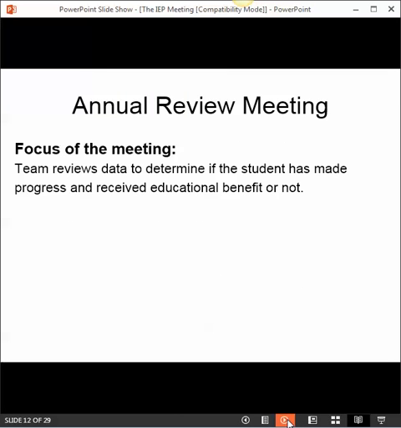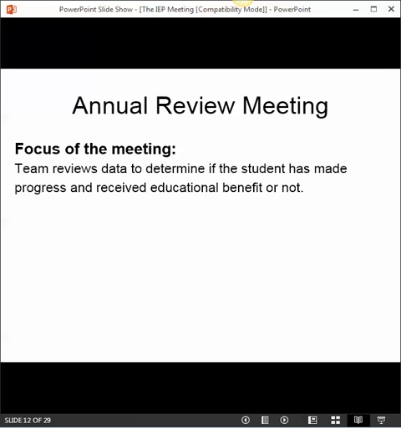The annual review meeting: the focus of the meeting is that the team reviews data to determine if the student has made progress and has received educational benefit or not. The team determines if the student has or has not made progress. If the student has made progress and achieved educational benefit from the current IEP, like supplementary aids and services, transition activities, goals and objectives, and programs and services, then the program has met the legal standards to be considered appropriate. The team uses the current information to help determine the next appropriate supplementary aids and services, transition activities, goals and objectives, and programs and services that the student will be working through.